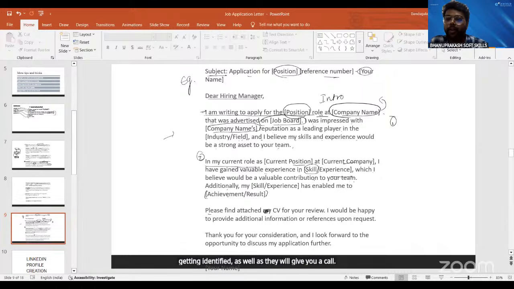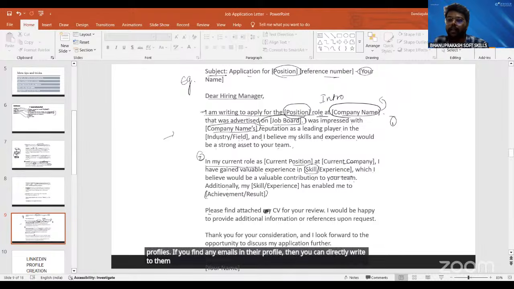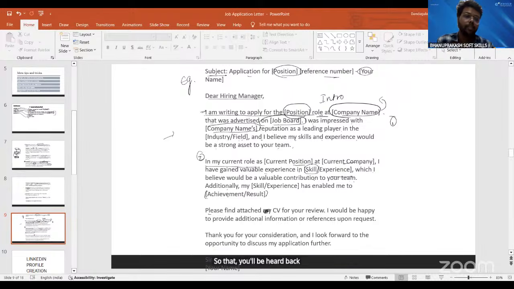Particularly in the LinkedIn profile, if you find any hiring managers' profiles, and if you find any emails in their profile, then you can directly write to them, so that you'll be heard back. Okay. If you have any doubts regarding this application letter, then you can please ask.